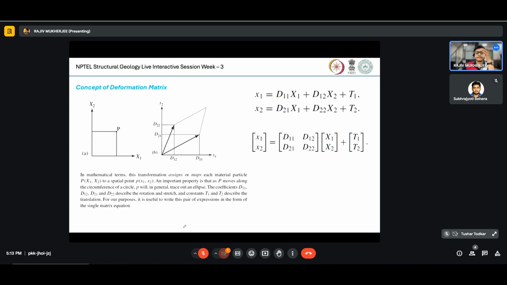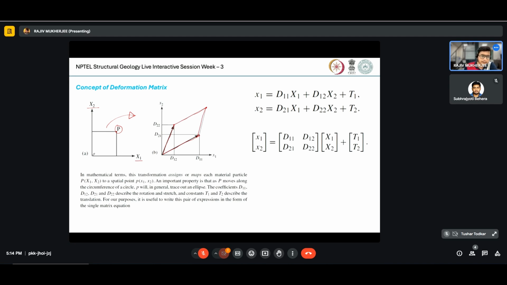So, for example, we have an initial shape of a square and we have a point P here with initial coordinates of x1 and x2. Now we have imposed a certain deformation on this square that resulted in the formation of this parallelogram, right? So this parallelogram has several components, right?